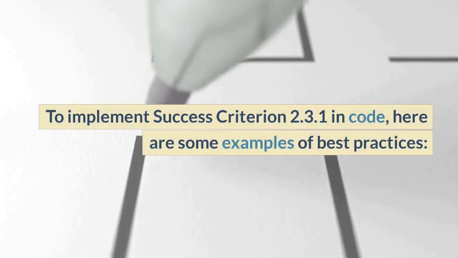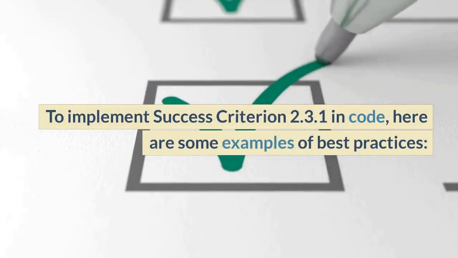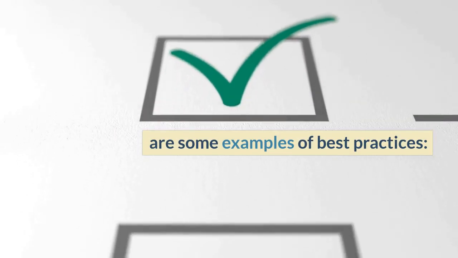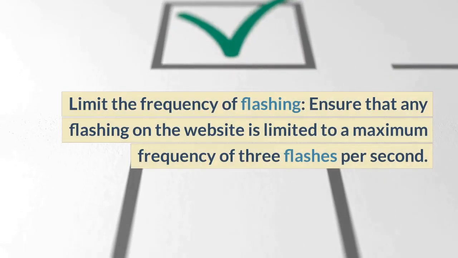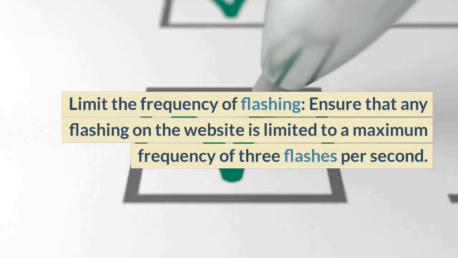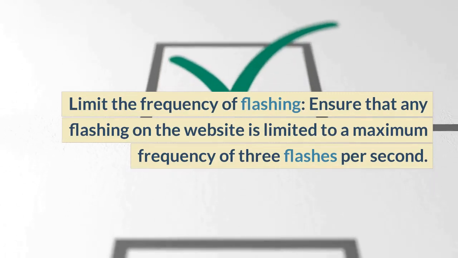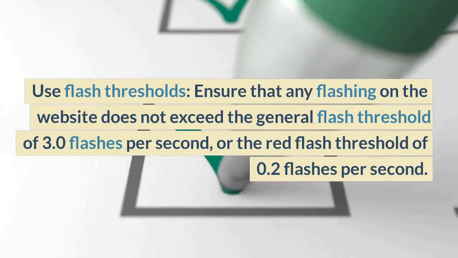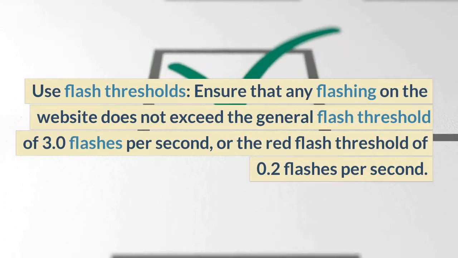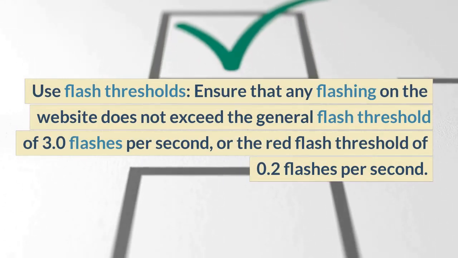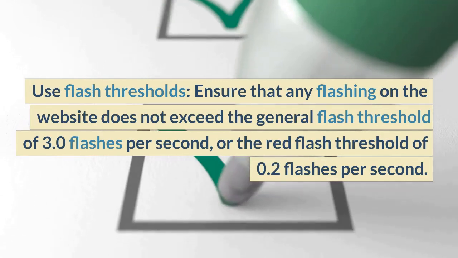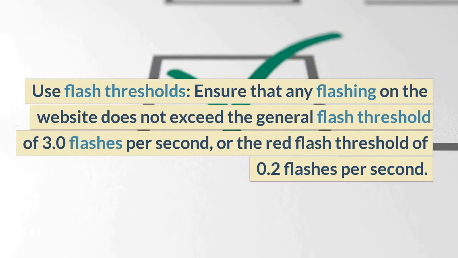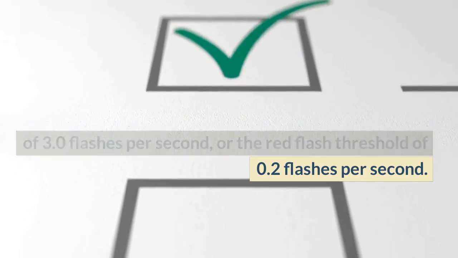To implement Success Criterion 2.3.1 in code, here are some examples of best practices. Limit the frequency of flashing. Ensure that any flashing on the website is limited to a maximum frequency of 3 flashes per second. Use flash thresholds. Ensure that any flashing on the website does not exceed the general flash threshold of 3.0 flashes per second, or the red flash threshold of 0.2 flashes per second.